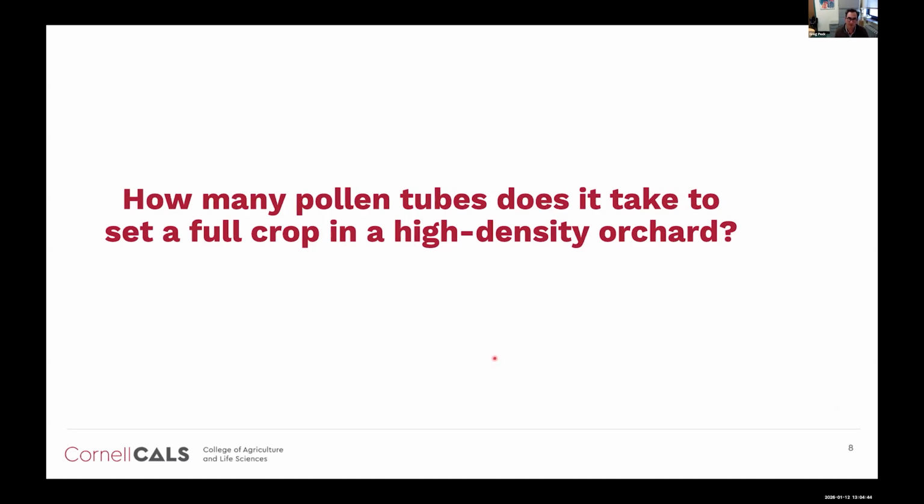before I go into that, one of the things that came to mind for me is how often this has to happen in an orchard. And so I've been asking this question: how many pollen tubes does it really take to set a full crop in a high density orchard? So if we had say 1,000 trees in an orchard, just think about that for a second. How many pollen tubes would it take to get a full crop?